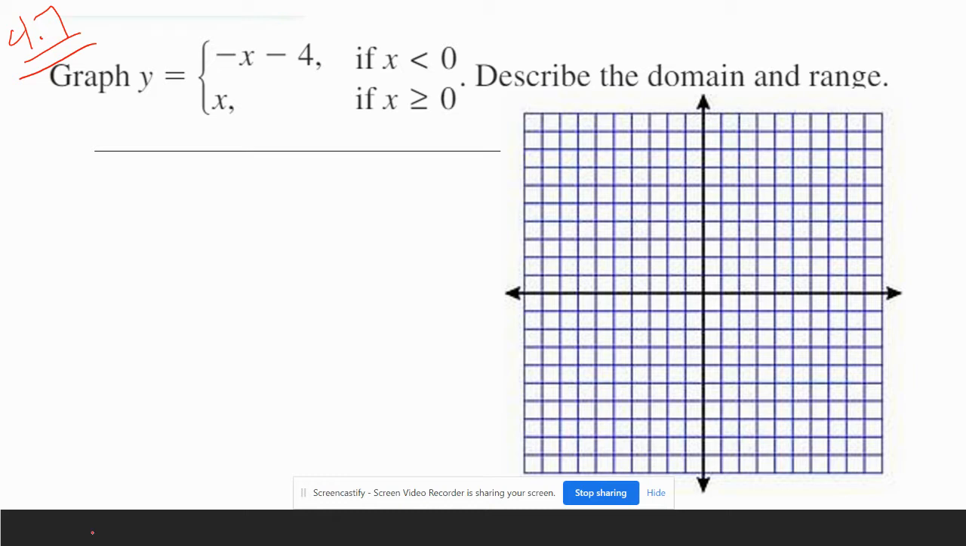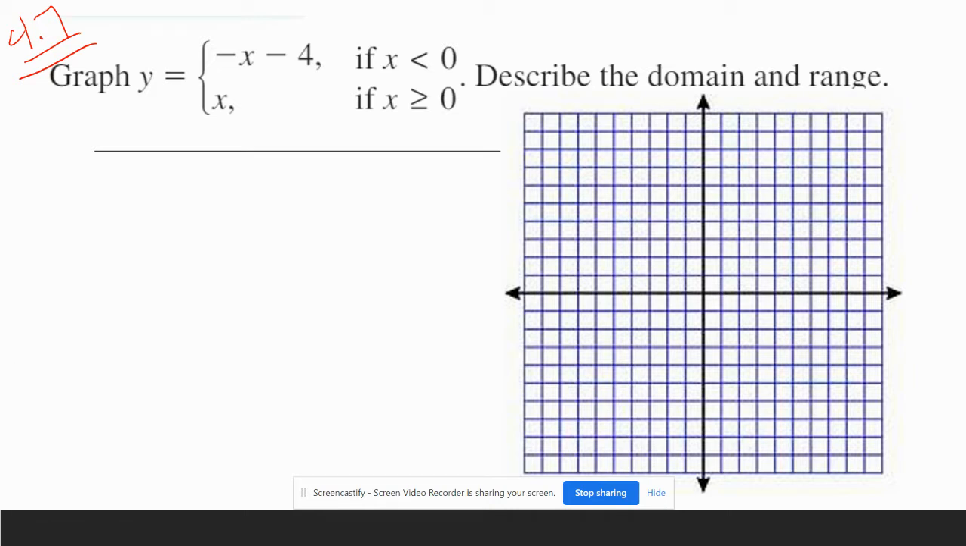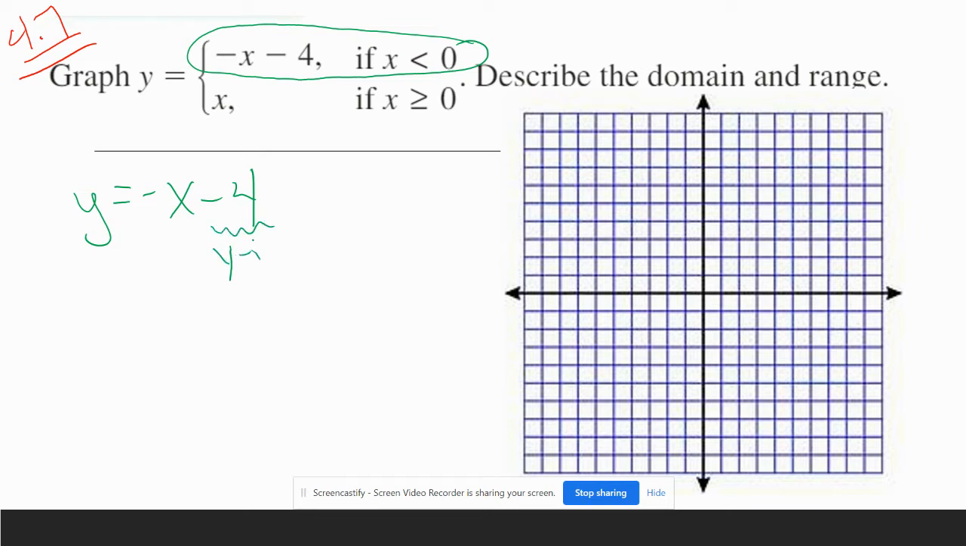Last part, we talked about how to find the answers for piecewise functions, and now we're going to talk about how to graph them. I'm going to start with this top one. We're going to start with y is equal to negative x minus 4. Remember, the minus 4 is your y-intercept, and your slope is negative 1 over 1.